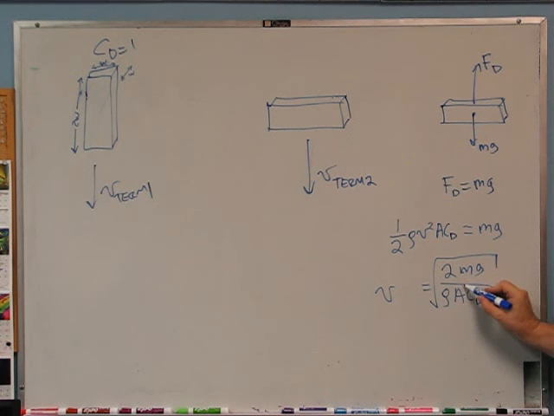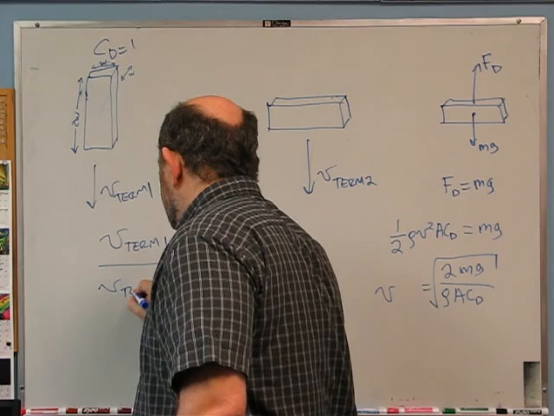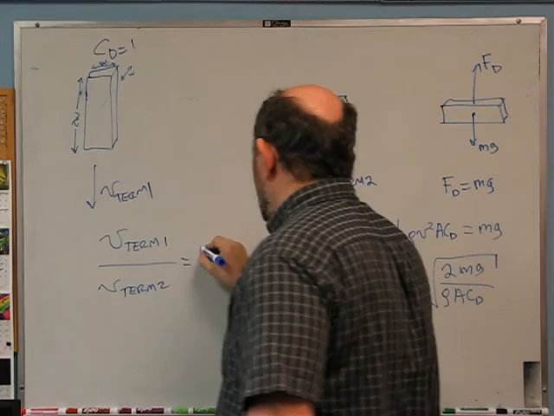Well, okay. So here's what I'm going to do. I'm going to say that v term 1 divided by v term 2 is equal to, and I'm going to put this in for v term 1.